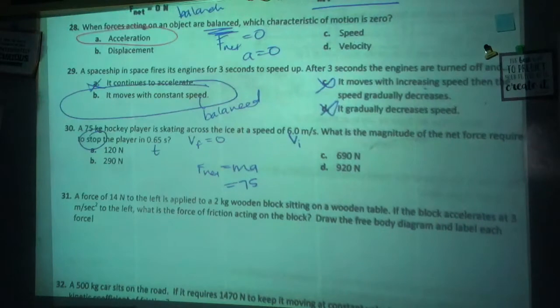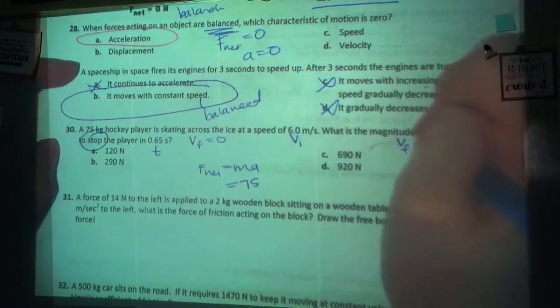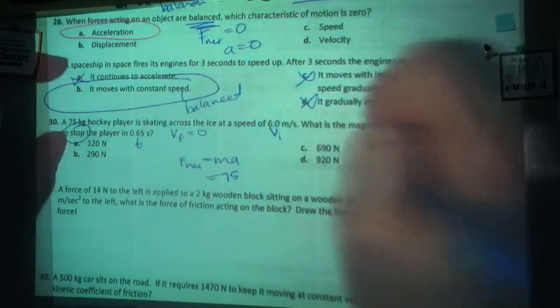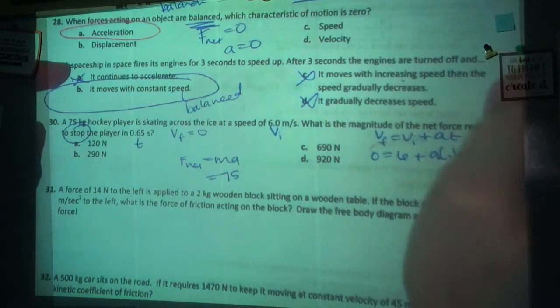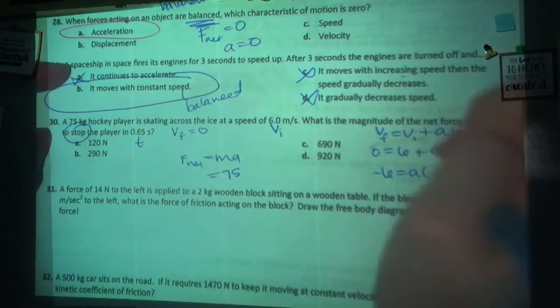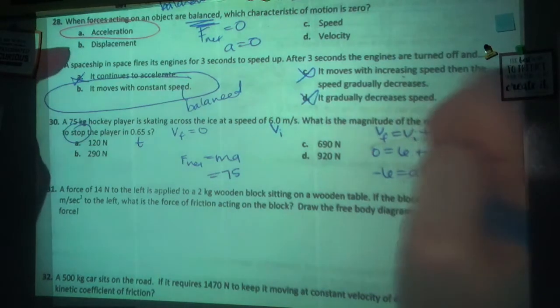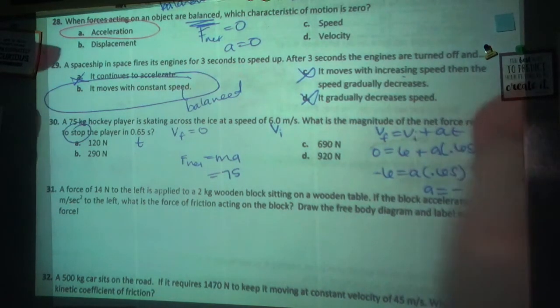What I do not have is acceleration, but I have VI, VF, and T. So VF equals VI plus AT. VF is 0, VI was 6, looking for A, and time was 0.65. I'm going to subtract the 6 over, and then I need to divide by the 0.65. That's going to give me an acceleration of negative 9.23.